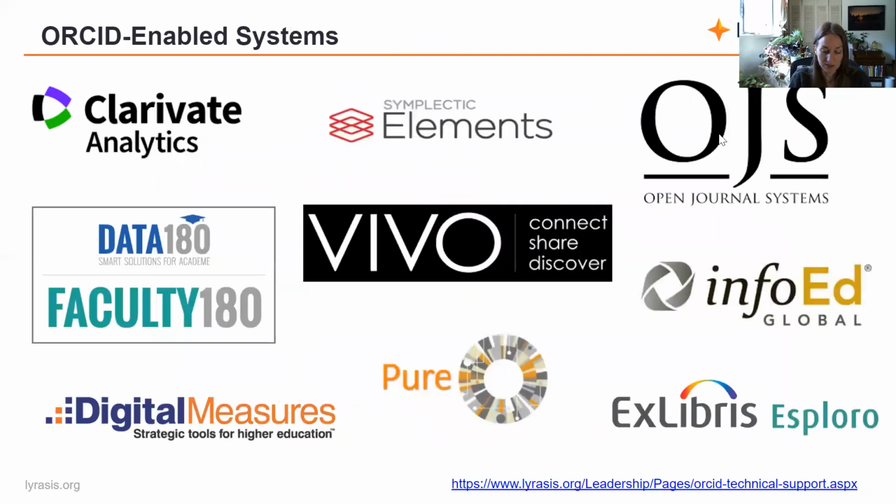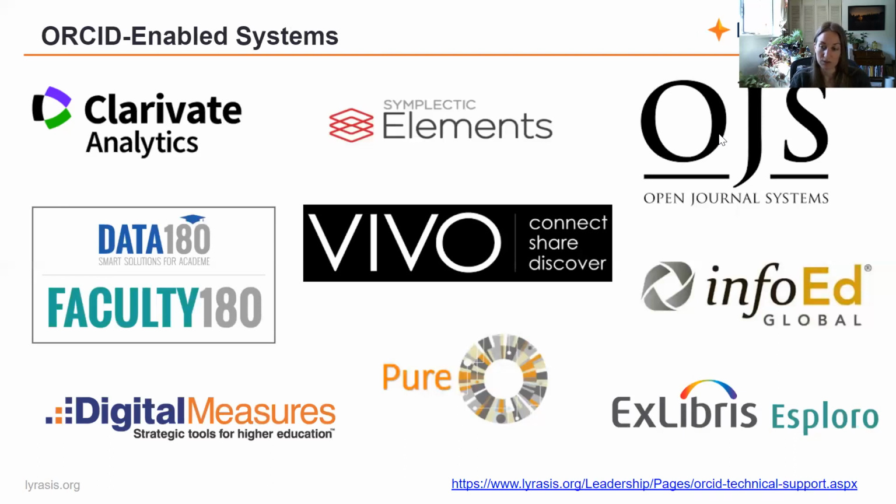And there are several systems that already have the ORCID API built in, either just using the public functionality or with the ability for member organizations to turn on their member functionality for reading and writing. And some of the common examples are systems that you're seeing here, Pure, Faculty 180, Digital Measures, these kinds of research information systems.